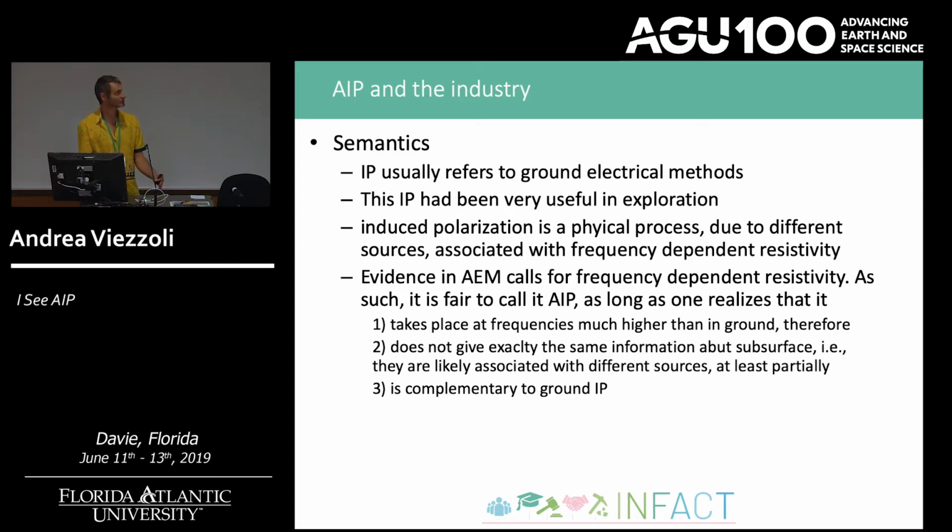Then you actually have the physics. Induced polarization is a physical process associated with frequency-dependent resistivity. Then we have the airborne EM data, which in some cases calls for a frequency-dependent resistivity. Therefore, I think it's fair to call it airborne IP, as long as one realizes that it takes place at frequencies much higher than in the ground, therefore it doesn't give exactly the same information about the subsurface as the ground IP does. So they are likely associated with different sources, at least partially. Therefore, I think it can be used as a complementary tool to ground IP, besides the fact that if you have it in your data and you don't deal with it, your resistivities will be wrong, which is a very good reason to worry about it.